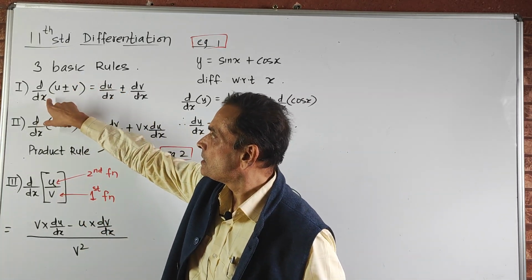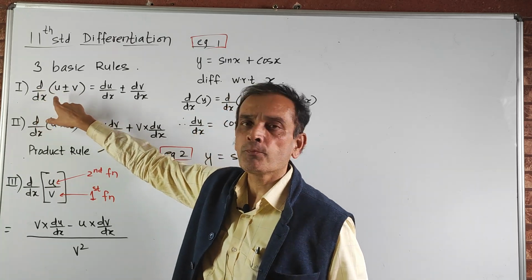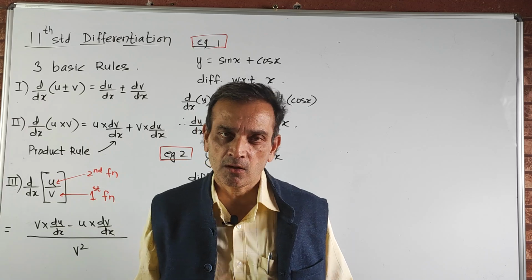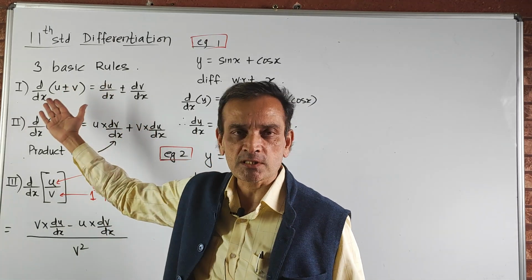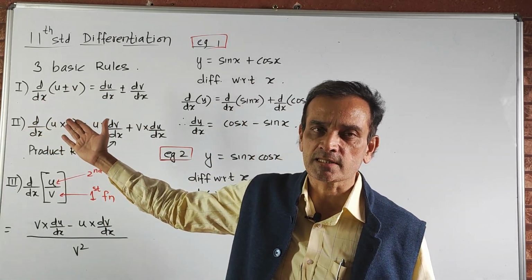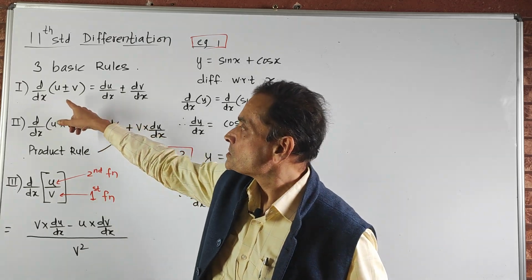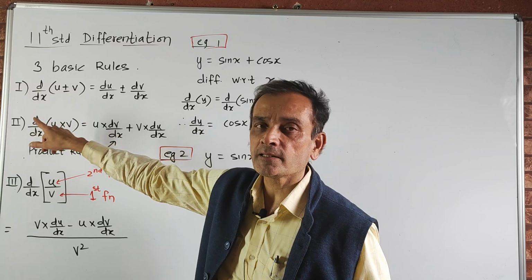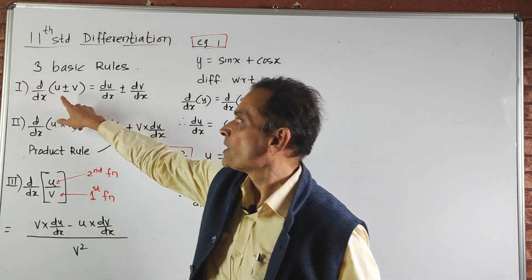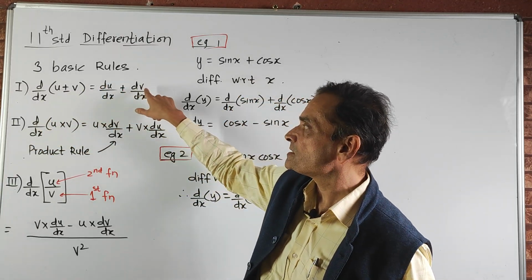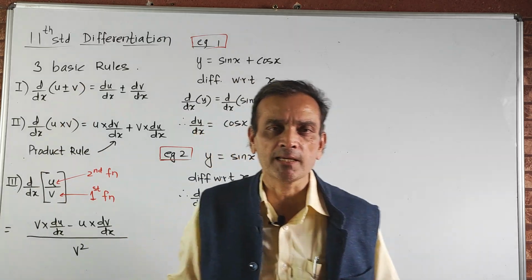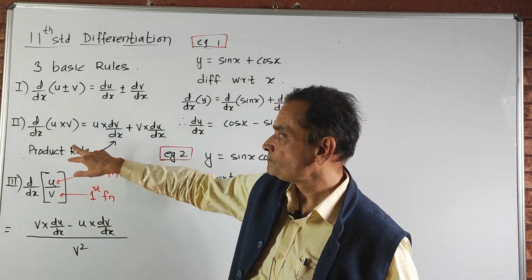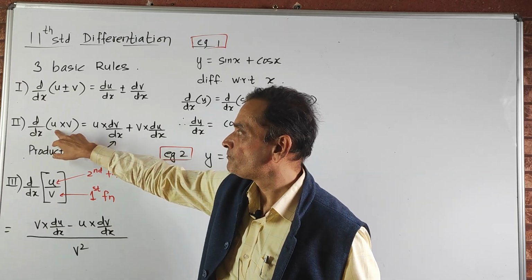First is d by dx of u plus or minus v, और u और v क्या है? फंक्शंस ऑफ x. sin x प्लस cos x रह सकता है, sin x माइनस cos x रह सकता है. सो अगर u प्लस और माइनस v आया तो क्या करते हैं हम लोग? Just open up the brackets, du by dx प्लस और माइनस dv by dx. सिंपल सी बात है. Second rule is called as product rule, u into v.